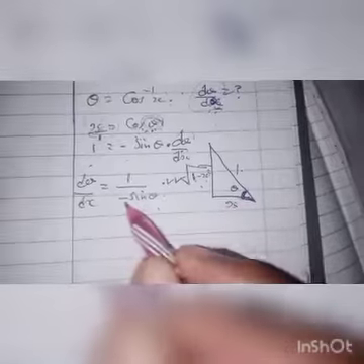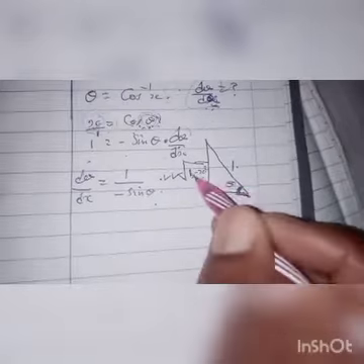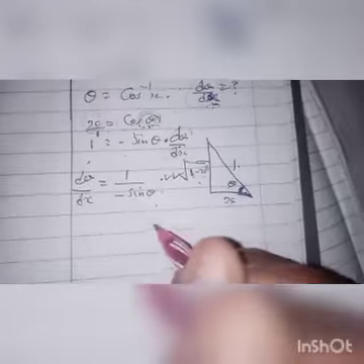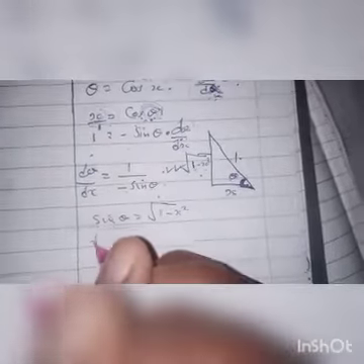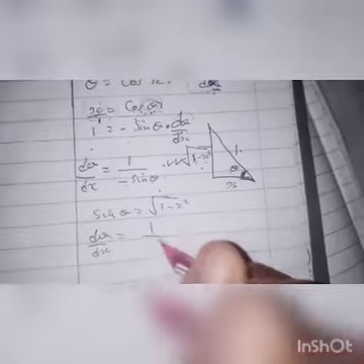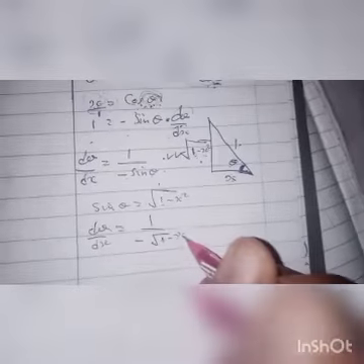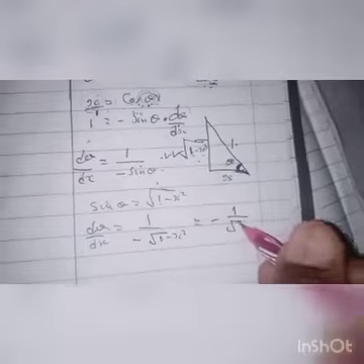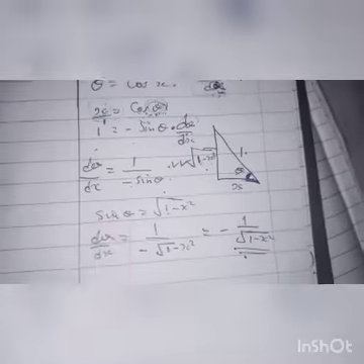Now, what is sine of theta? Sine theta is just opposite over hypotenuse, which is root of 1 minus x squared over 1, which remains the same. Therefore, d theta dx is just 1 over negative root of 1 minus x squared, which is the same as minus 1 over root of 1 minus x squared. And this is the derivative of sine inverse.